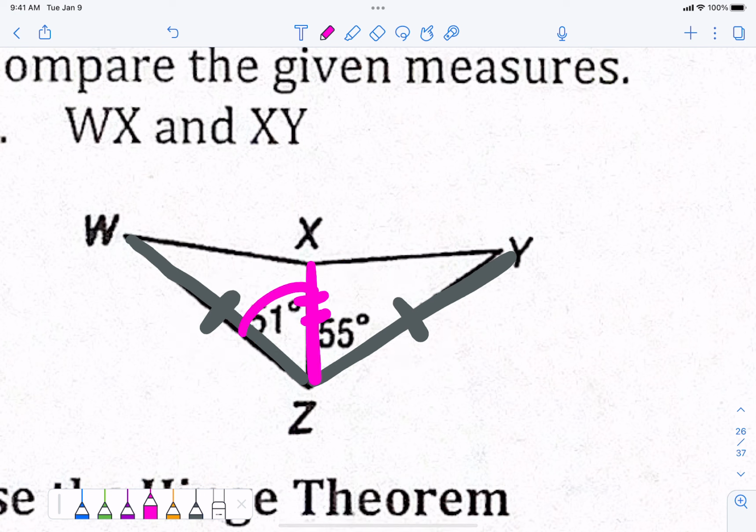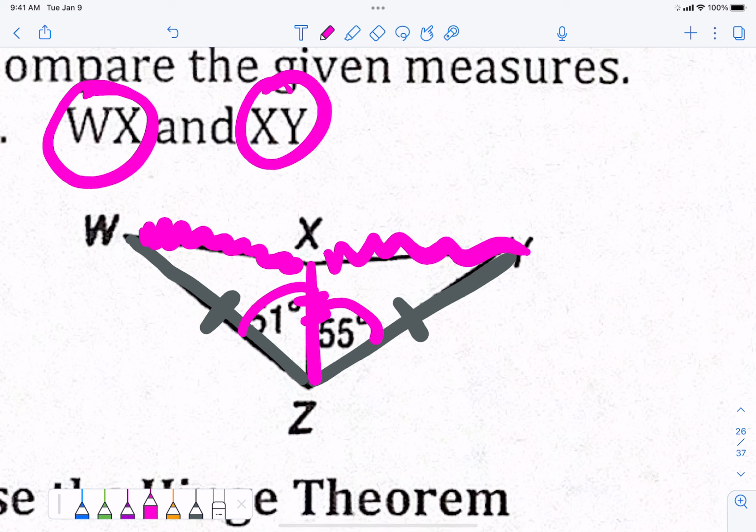So this is 51 degrees, this is 55 degrees, and I'm comparing WX and XY. So which one is bigger, WX or XY? XY is big, and this guy is smaller than that, so I'm going to put my inequality symbol just to go like that. I'm not going to rewrite anything. Do you guys see how I get away with doing that? Okay, that guy's bigger. Does that make sense? Okay. All right, let's go to this other one.